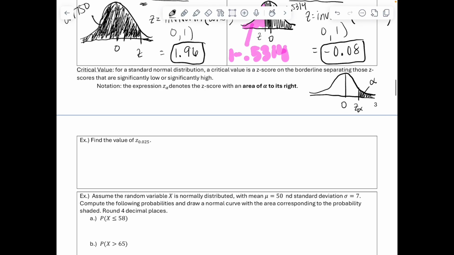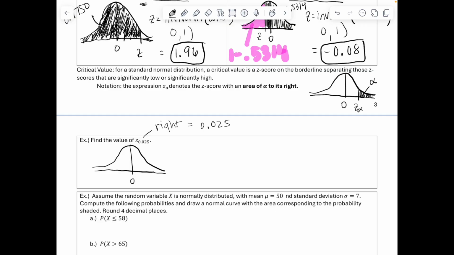So using this idea for the example right below, it says find the value of z sub 0.025. So for this, I'm going to go ahead and draw my normal curve, put 0 in the middle, and it says the area to the right is equal to 0.025.